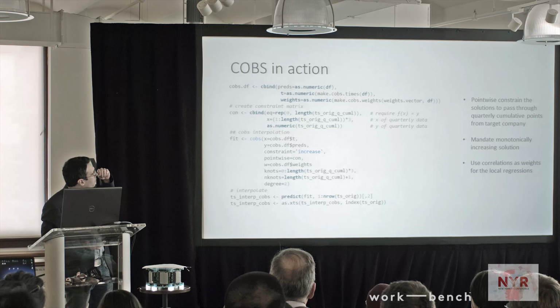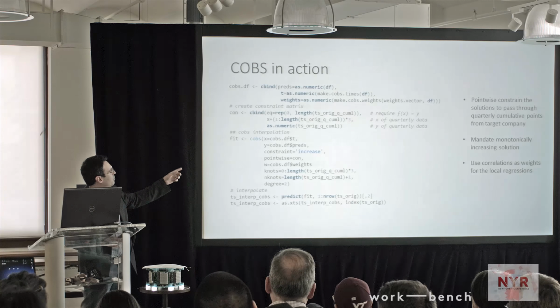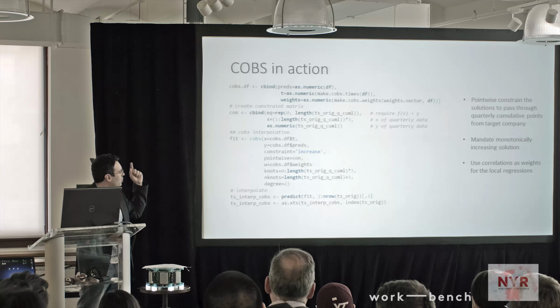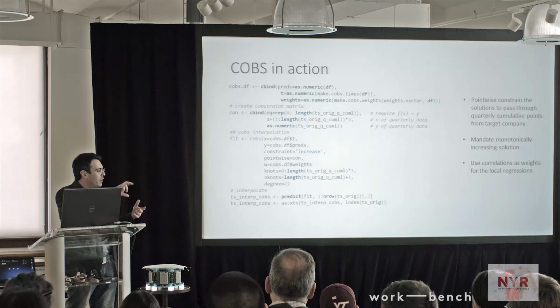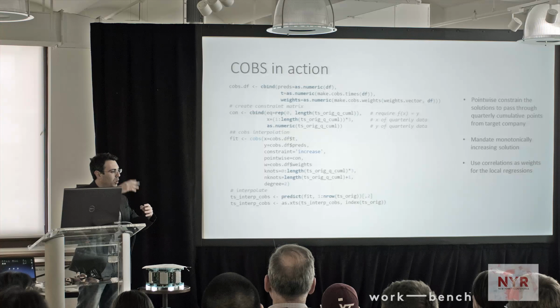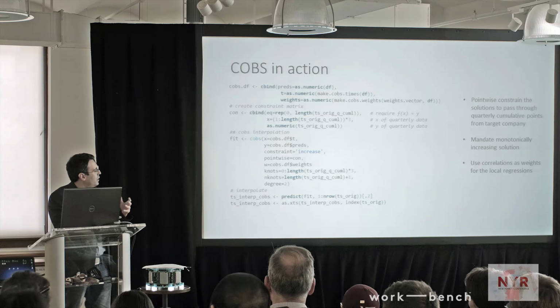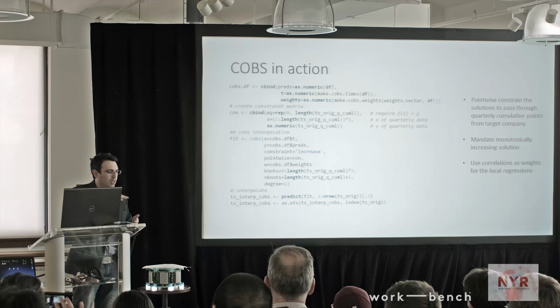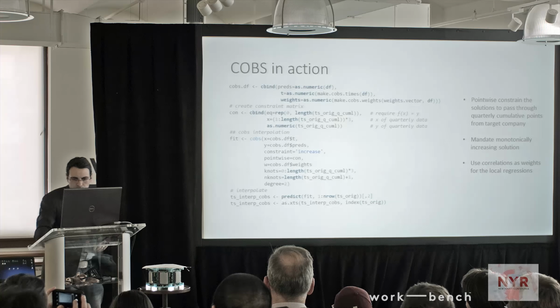We're basically doing exactly what we set out to do. We mandate a monotonically increasing solution. We feed in the weights we want for each of the intra-quarter points, so our initial correlations will weigh the solution. We feed in the point-wise constraint that it must pass through the quarterly sums, and we have a solution.